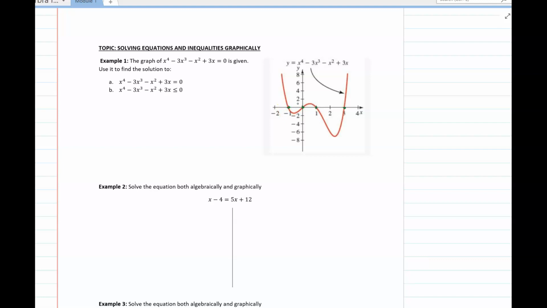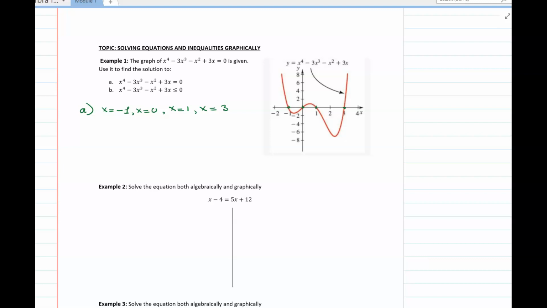Okay, so in part A, x equal to negative 1, x equal to 0, x equal 1, and x equal 3. Now in the next part, we're talking about where is the graph less than or equal to 0. So where is this equation less than or equal to 0?